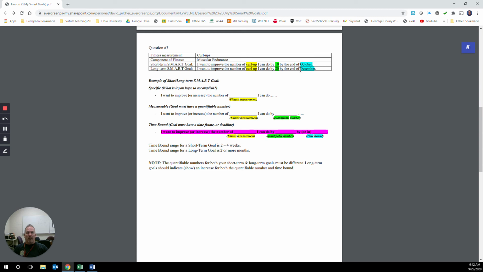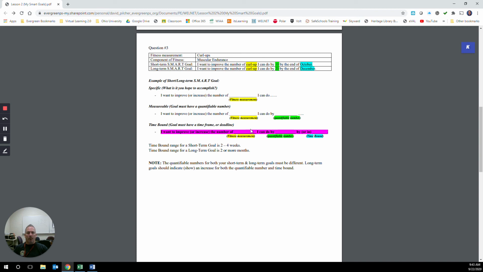Okay. Now let's look at the long-term goal. Okay, all I'm doing in the long-term goal is I'm going to change my quantifiable number. So you can see it went from 10 to 20. Why? Because it's long-term, meaning I have to be able to do more. You can see that I changed my time bound from October to December. Why? Because long-term goal is 2 or more months. So therefore I have December.